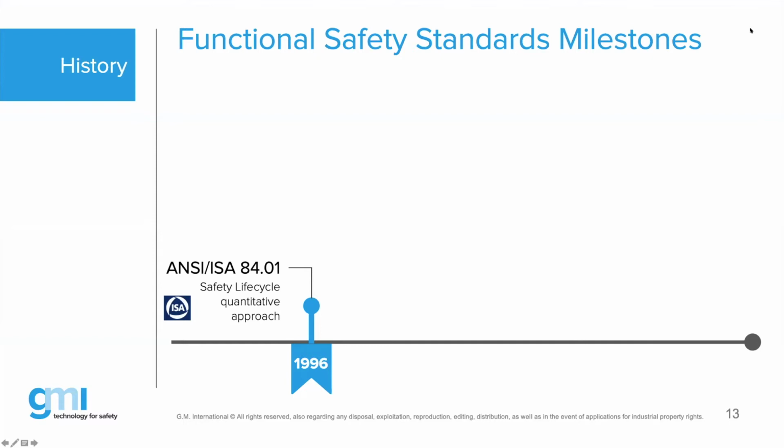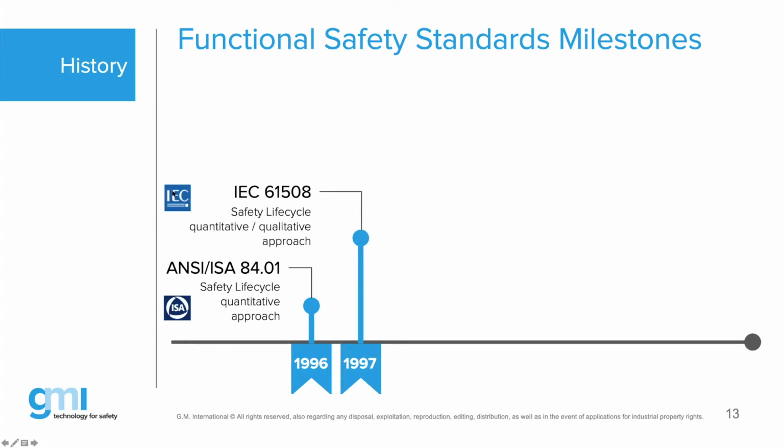You see here on the left, I call this my timeline on the bottom. On the left, we go back all the way to 1996. Maybe some of the younger engineers may think now, well, that is even before my time, which is probably true. In 1996, back in the US, the ANSI ISA 84.01 was the first lifecycle approach that came on the market, known by this logo from the ISA.